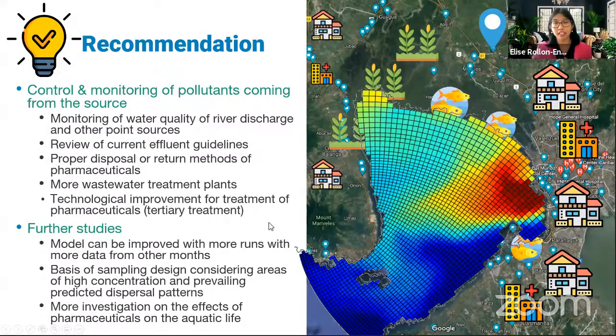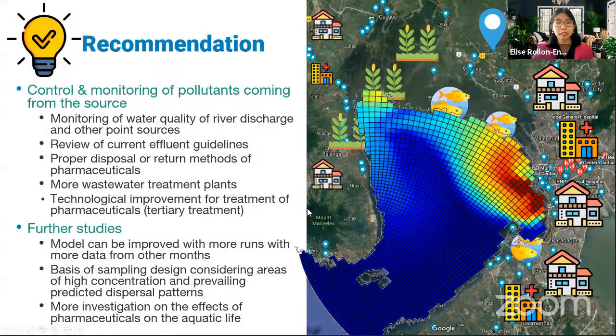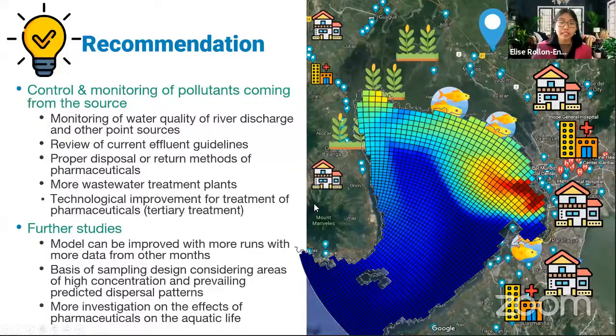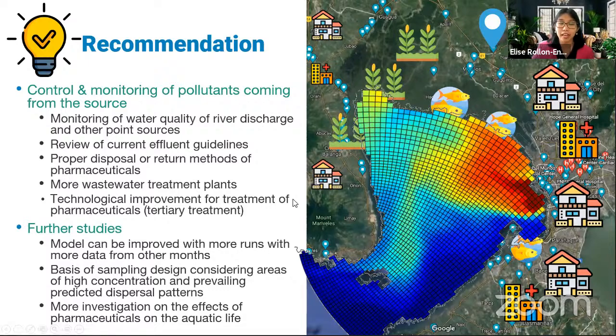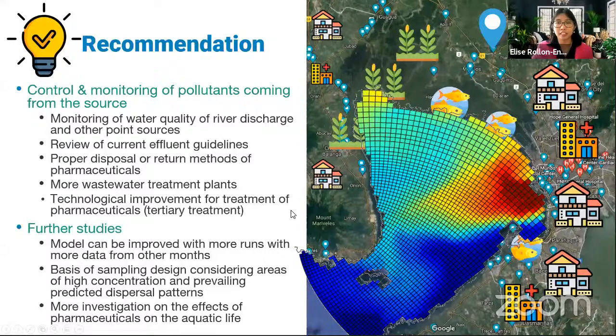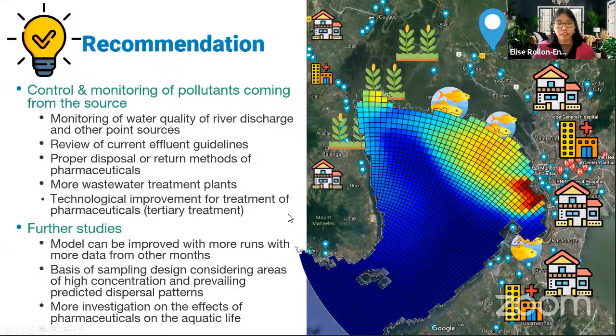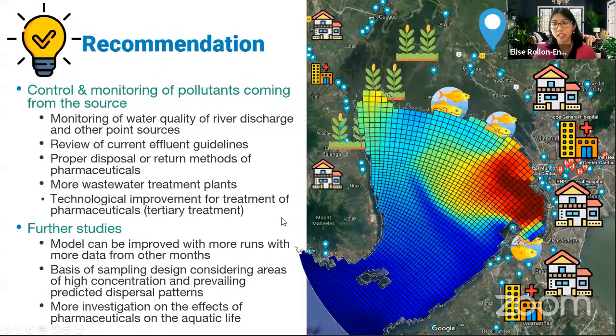And for further studies, this model can be further improved with more runs with more data from other months. And this model can be used as a basis of sampling design, considering areas of high concentration and prevailing predicted dispersal patterns. Furthermore, more investigation on the effects of pharmaceuticals on aquatic life should be done.